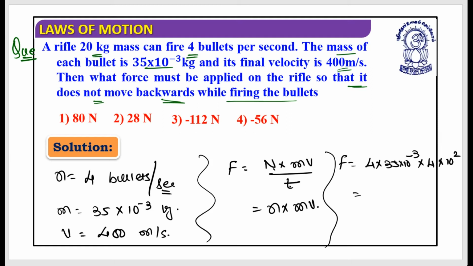So this is equal to 35 into 4, which is 140. 35 fours are 140, and 140 into 4 is 560, into 10 to the power 2, into 10 to the power minus 3. So this is 10 to the power 3 and this is 10 to the power 3, which cancel out each other. This is just the force. If I go with the direction, then it must be applied in the opposite direction. It must be applied in the backward direction.